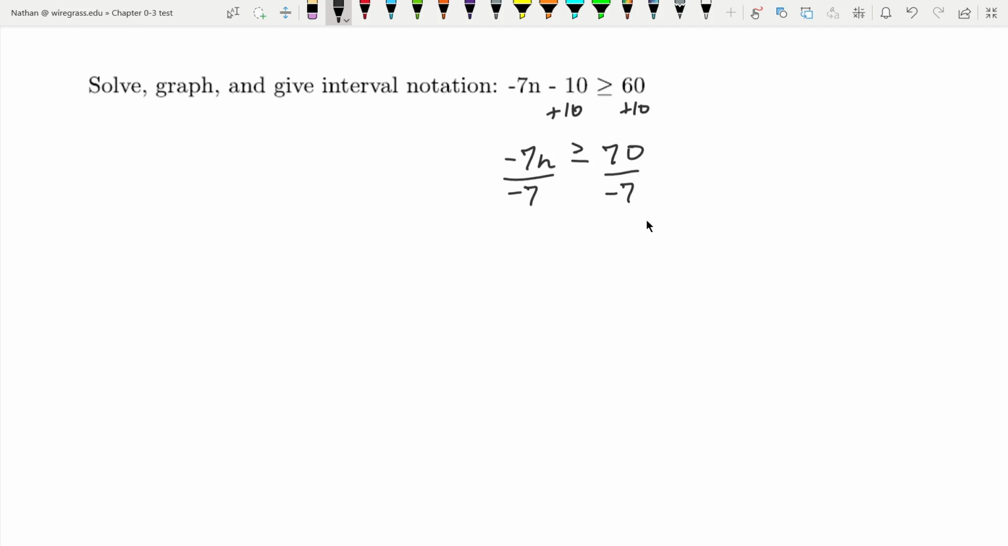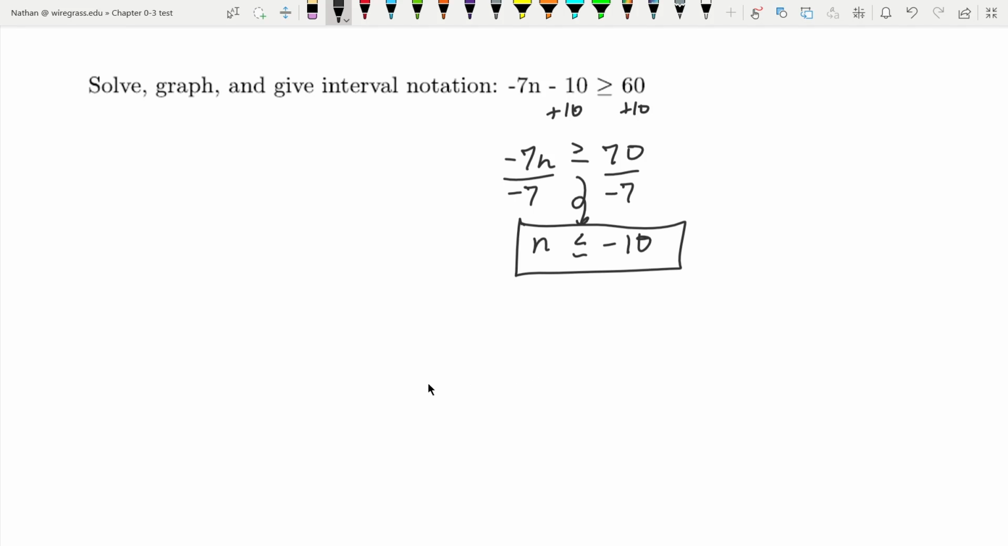But whenever you multiply or divide by a negative, always remember, keep this in mind for inequalities: whenever you multiply or divide by a negative, you need to flip the inequality. So n, and this sign flips. And 70 divided by negative 7 is negative 10. Okay, we've solved it now. So n is less than or equal to negative 10.